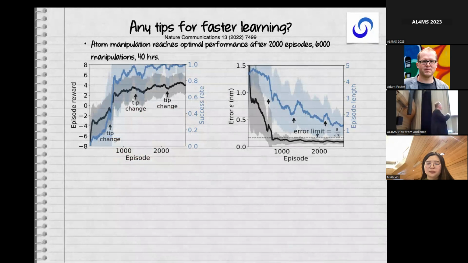But actually this shows the training, basically the rewards, so the increasing reward and the reducing error. And we see these spikes, we've labeled them here. We know from the images when these tip changes happen. And the machine basically doesn't have to start again. It recognizes there's been a tip change and adjusts the parameters, moves a little bit further away from the surface and carries on.